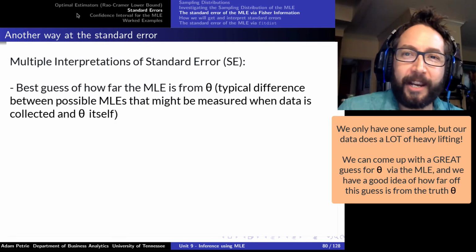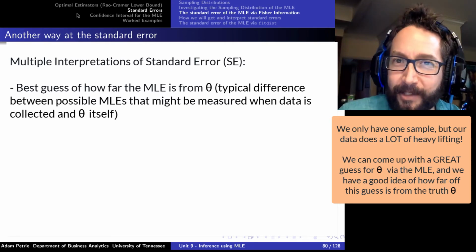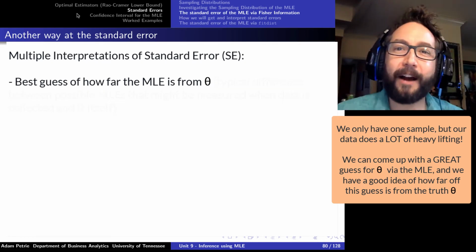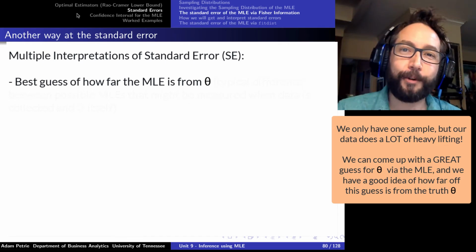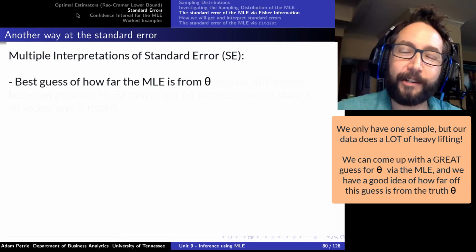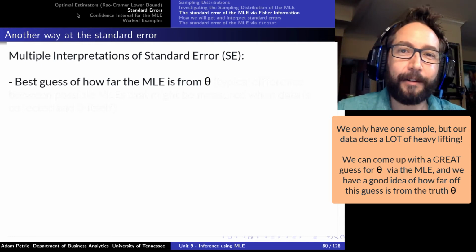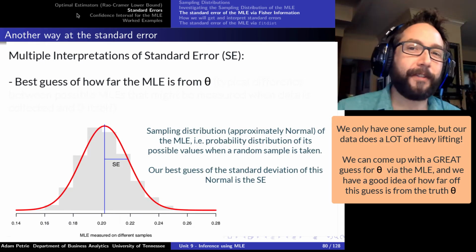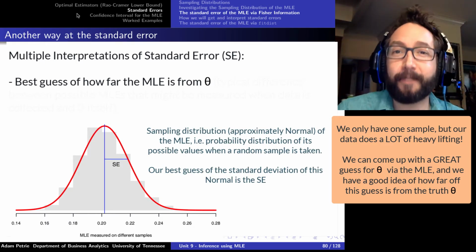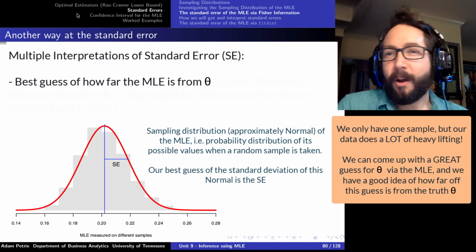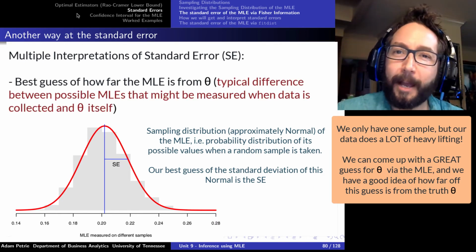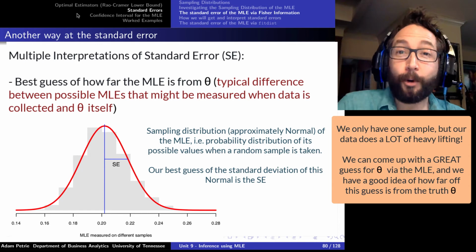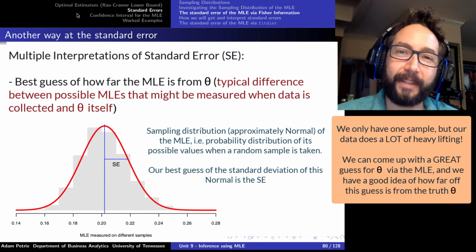Now, the normal interpretation is that when we go collect a single set of data, we'll measure a single MLE. The standard error tells us our best guess for how far off that MLE might be from the true value of theta involved in the probability distribution making our data. And that standard error is found by imagining, well, what's the sampling distribution of the MLE? What are the possible values of the MLE that I might measure when I go collect a random sample from the probability distribution? What's the typical difference between the possible MLEs that I might measure and the true value of theta? That's the standard deviation of the normal distribution associated with the sampling distribution of the MLE.